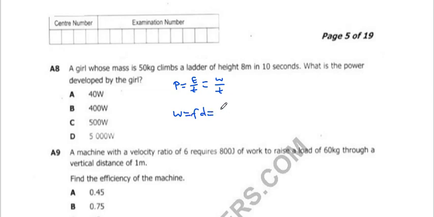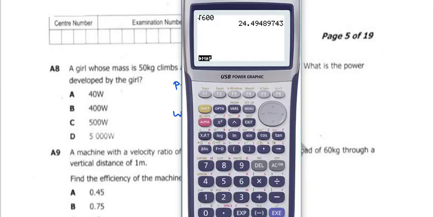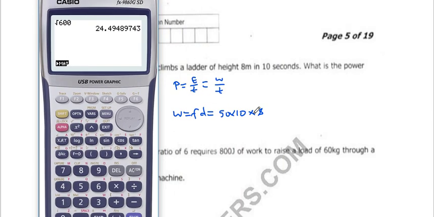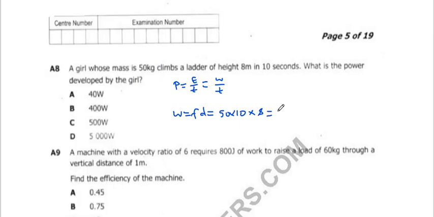The force is 50 by 10, right? And the distance is 8. So let's get our calculator. Remove it to the side. So 50 by 10 by 8 gives us 4,000. This is equal to 4,000.